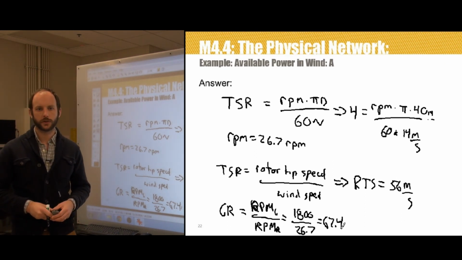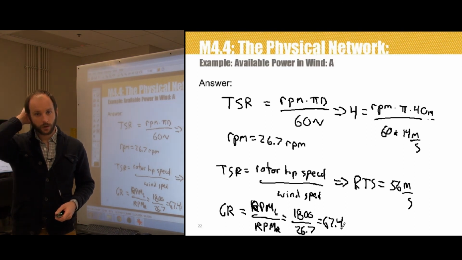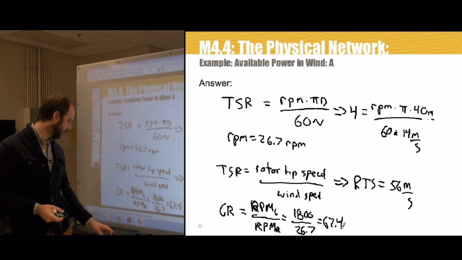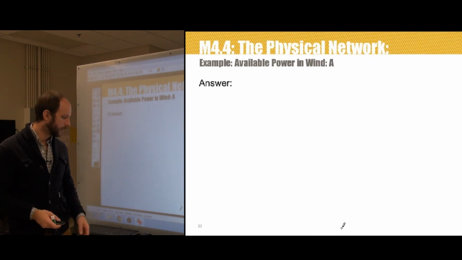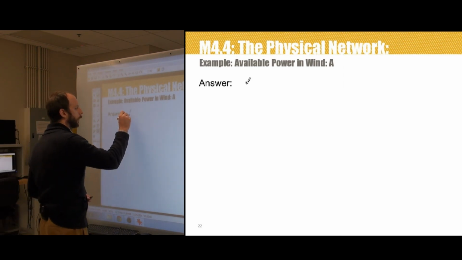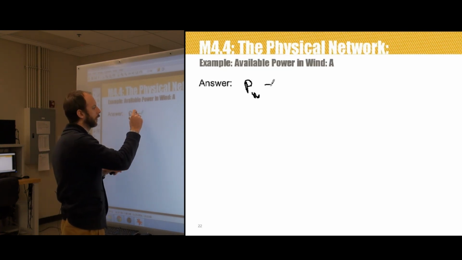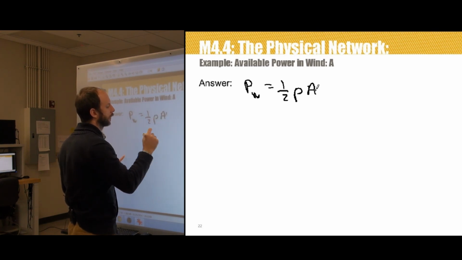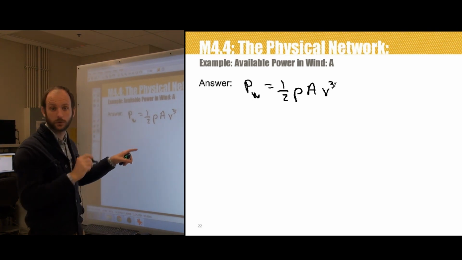The next part of the question asked us to determine the efficiency of the complete wind turbine under these specified conditions. To calculate that, we're going to turn back to our power in the wind formula, P_W. Remember, that's 1/2 times air density times the cross-sectional area of the turbine times the velocity cubed. That's the power stored in the wind.